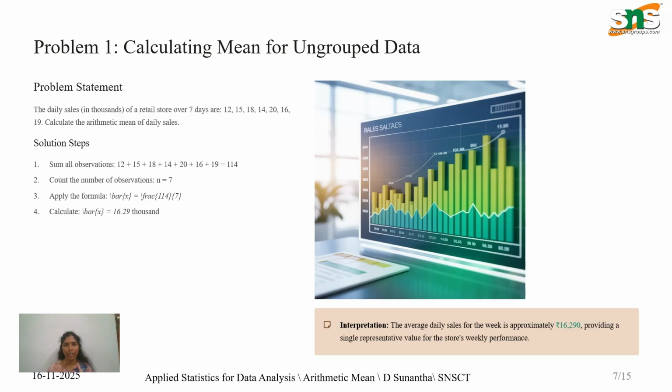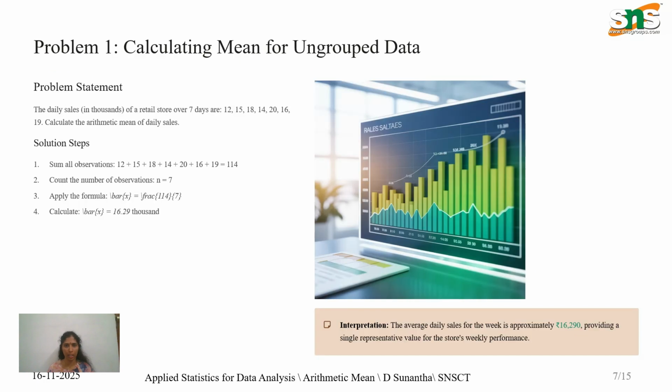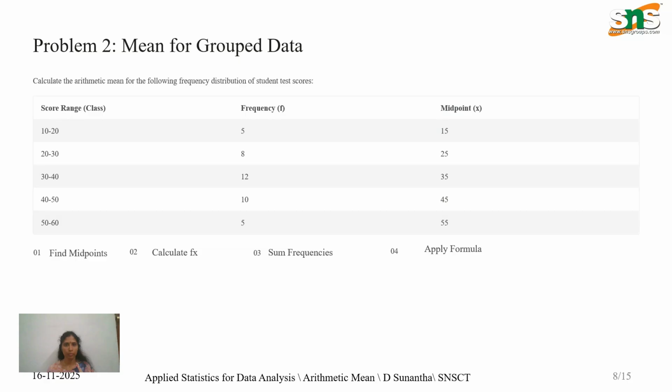Then to find the summation xi, we have to add this 12, 15, 18, 14, 20, 16 and 19, which is 114. Next, we have to use the formula. So here we are going to use the ungrouped formula x bar is equal to summation xi divided by n. So we have 114 divided by 7, which results in 16.29. So that is the arithmetic mean of the given problem.